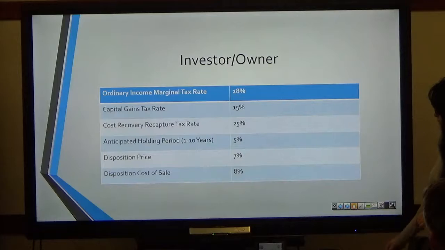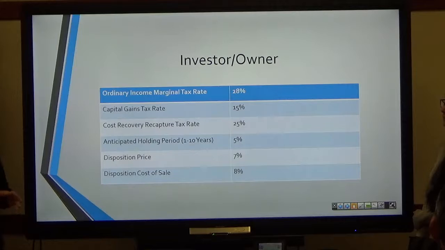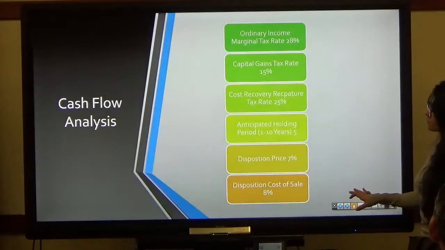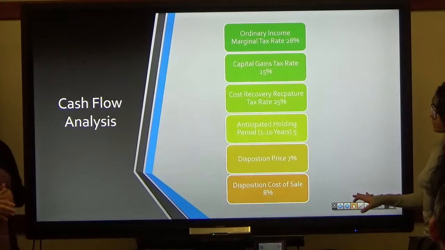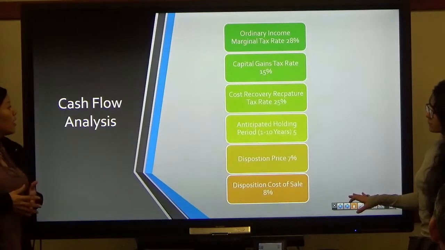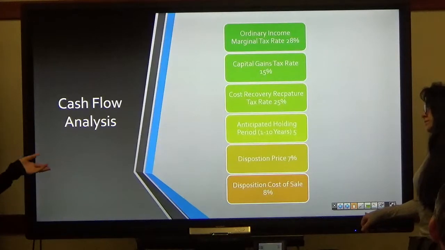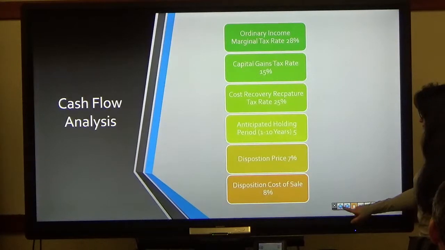So the investor, we're looking at a capital gains tax rate of 15%, the recapture tax rate of 25%, a holding period of 5 years, disposition price 7%, the cost of sale 8%, and so cash flow analysis. The ordinary income is 28%, capital gains 15% tax rate. The recapture tax rate, 25%, again, 5 years, and disposition price would be 7%.